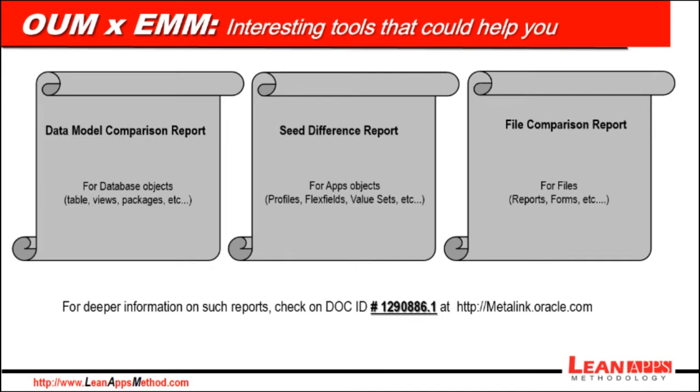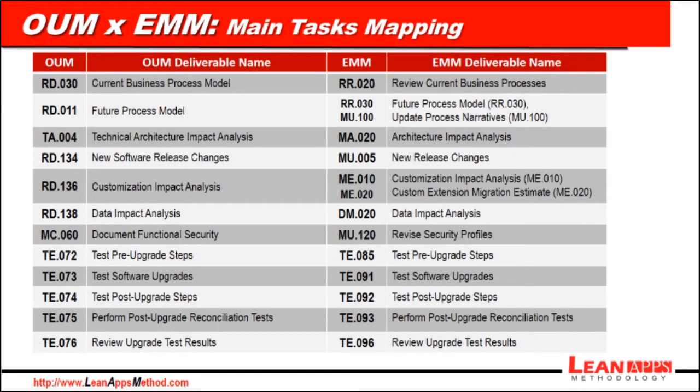Now in this slide, I list some of the main deliverables required for upgrade projects in both OUM and the previous EMM method and how they relate to each other. A few templates changed, some for worse and some for better in my opinion. And according to my experience, not all of those documents are done in all upgrade projects because some may not be required depending on your project context.